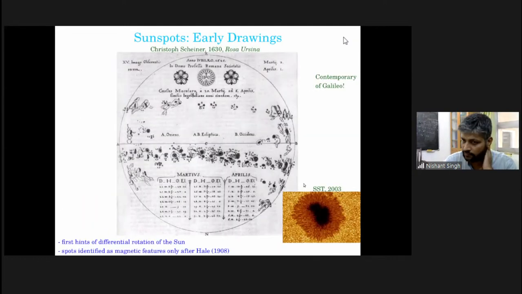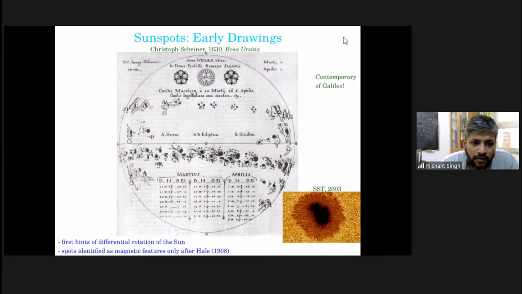Now let's look at where the story of the magnetic field started. The earliest example, the first magnetic field outside the Earth, was discovered on the Sun. That is the first evidence of cosmic magnetic field. The solar magnetic field is the first evidence of cosmic magnetic field. Back in 1630, these are hand-drawn drawings, by the way. These are not photographs. This is 1630. These are sketches from pencil.